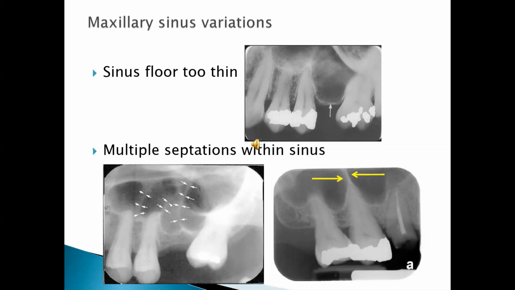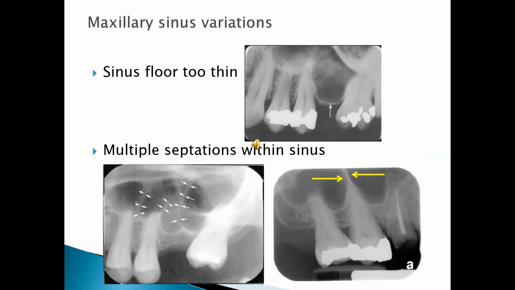The first variation is when you have a tooth extracted or a maxillary molar extracted for a long duration. What usually happens is there is alveolar bone which gets resorbed, and finally it reaches the maxillary sinus floor of that area. So there will be a very thin layer of alveolar bone separating the maxillary sinus from the oral cavity.